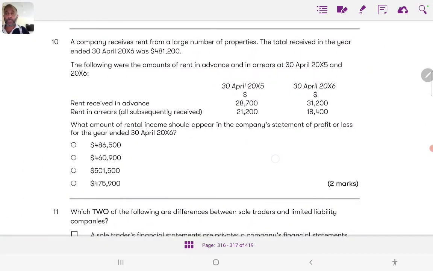And the next question: a company receives rent from a large number of properties. The total received in the year ended 30 April 2016 was 481,200. The following were the amounts of rent in advance and in arrears at 30 April 2015 and 2016. Rent in advance, you have. Rent in arrears, all subsequently received, also you have. What amount of rental income should appear in the company's statement of profit or loss for the year ended 30 April 2016?